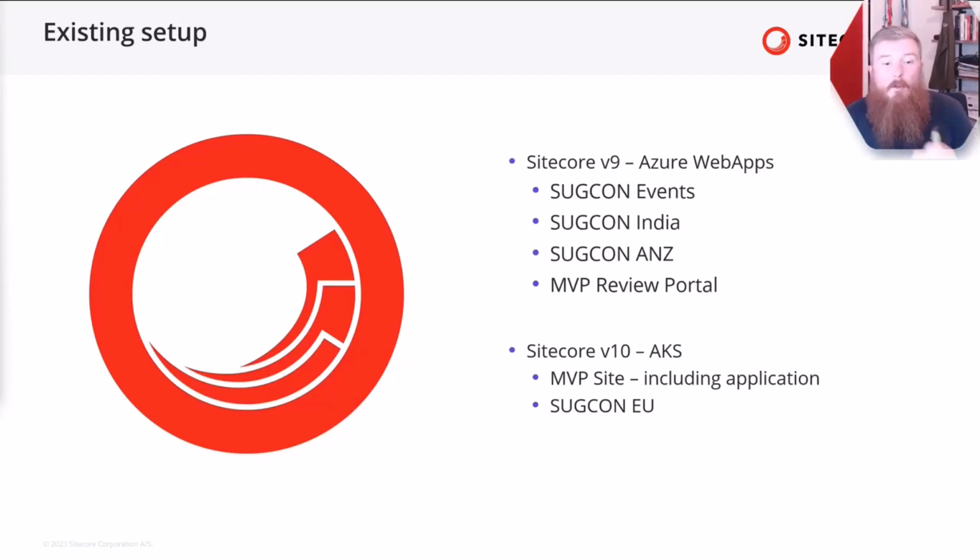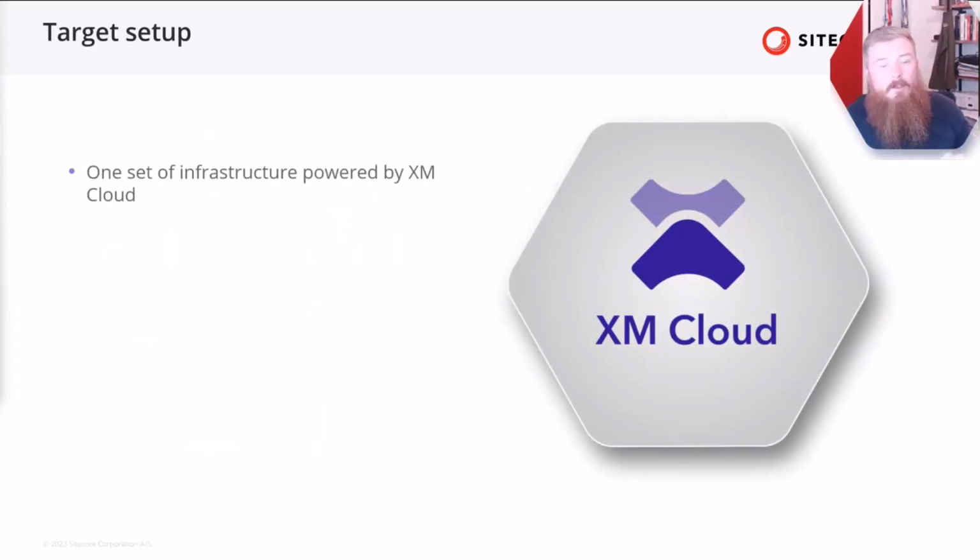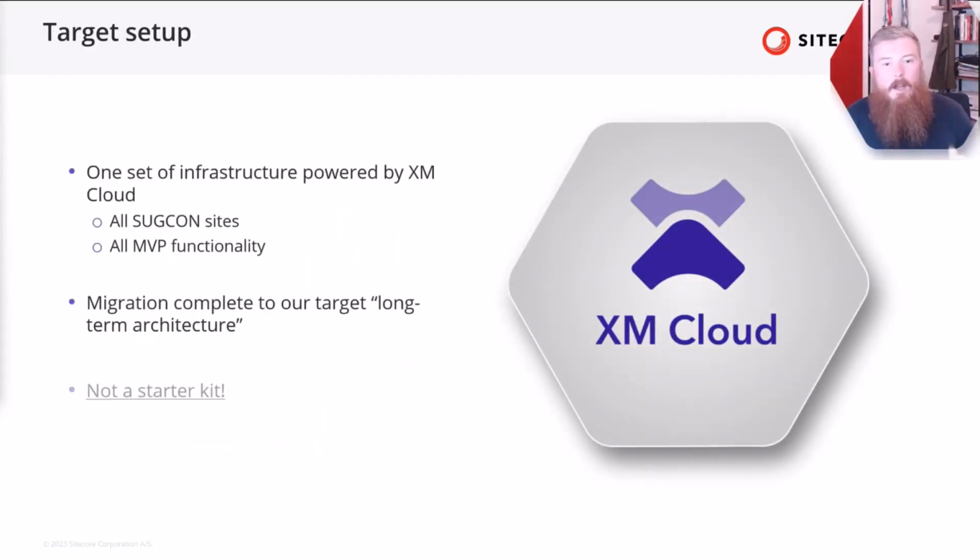On top of that, upgrades were really painful. There's a reason we're still on version 9 for one of these instances. We were partway through a migration that never actually got completed. So we wanted to solve all these problems. XM Cloud came along, and it seemed like a really good platform to enable us to do that. So we sat down and figured out what our target setup was going to be to combat all these issues.